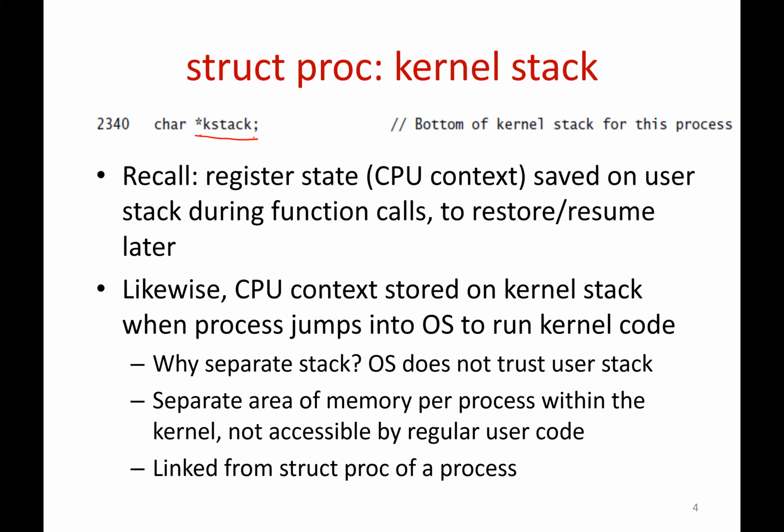Recall that when you make function calls, you use a stack. So when user code makes function calls, temporary state like local variables and arguments, all of that is stored on the user stack, right? The CPU context is stored on the user stack. But when the operating system code is running, the OS does not use the user stack because it does not trust the user stack. Therefore, a separate area of memory per process is reserved. And this area of memory is called the kernel stack.